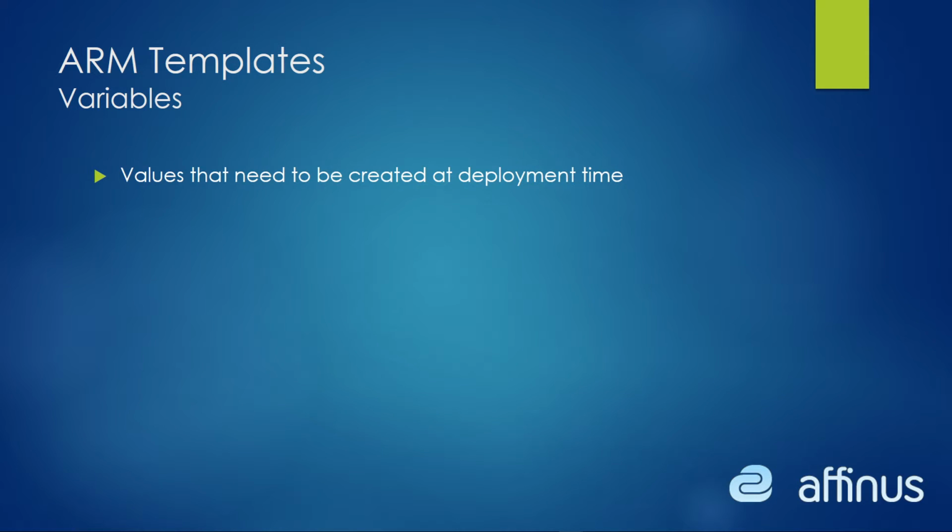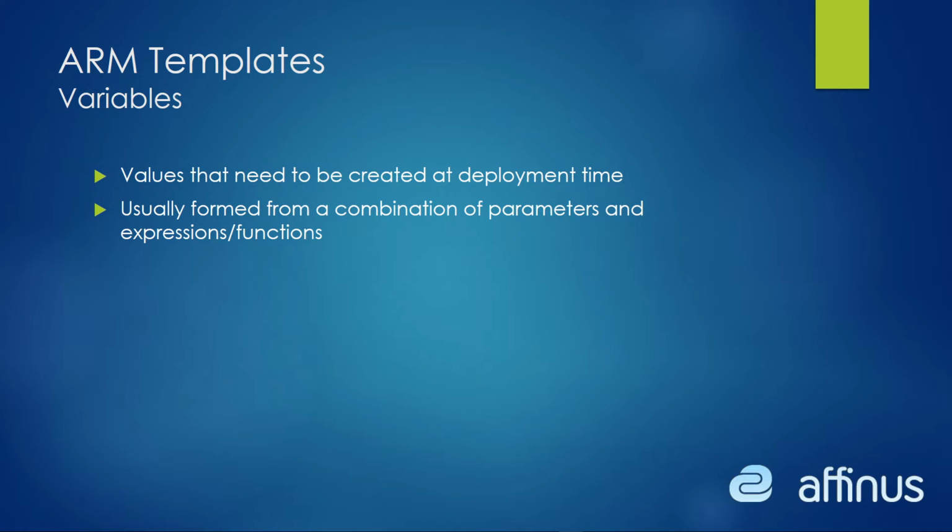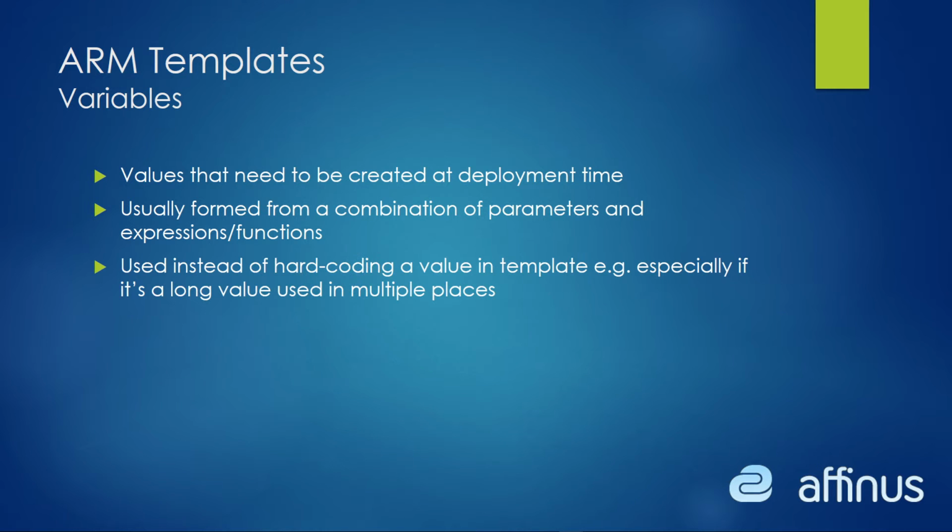ARM template variables are values that need to be created at deployment time. They're usually formed from a combination of parameter values and expressions or functions. And one of the prime use cases for variables is that instead of having to hard code a long value, you can put it in one place in your variable and then refer to it multiple times. So for example, if you've got an ID to another resource, an ID in an ARM template is pretty much similar to a URL. Instead of having to put that, say, 4 times throughout your ARM template, you can declare it once in your variable and then reference it multiple times.